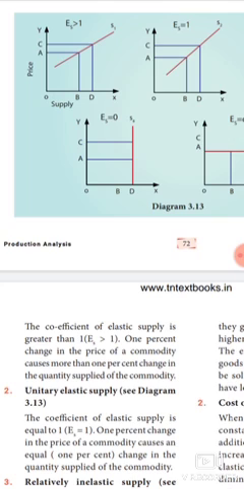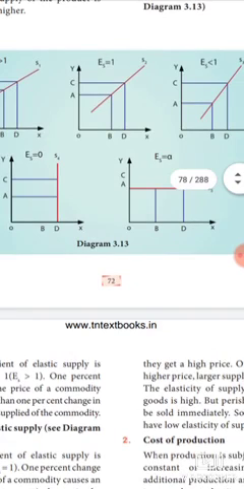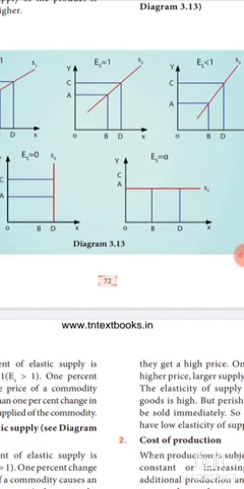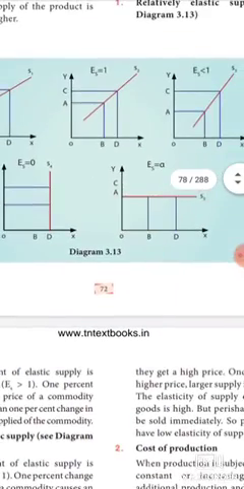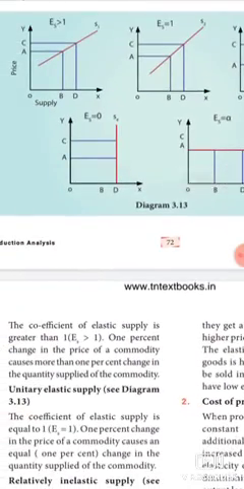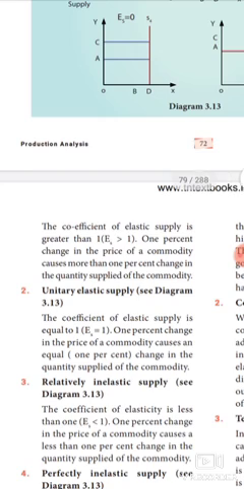And next diagram, first diagram தான் இந்த first classification-க்குரிய diagram. Second வந்து third diagram பாருங்க, ES is less than 1. Third diagram, relatively inelastic supply. The coefficient of elasticity is less than 1. 1% change in the price of a commodity causes less than 1% change in the quantity supplied. It is called relatively inelastic supply.